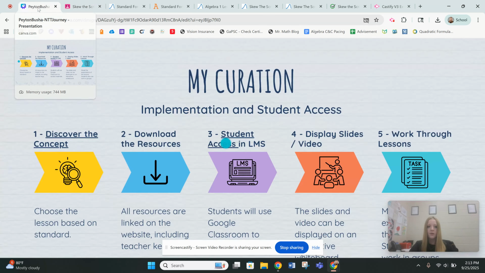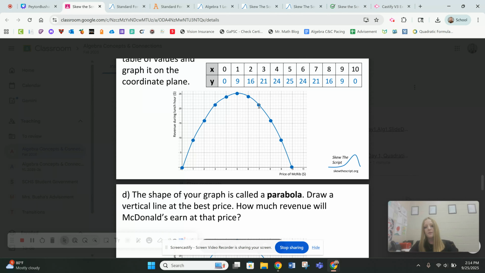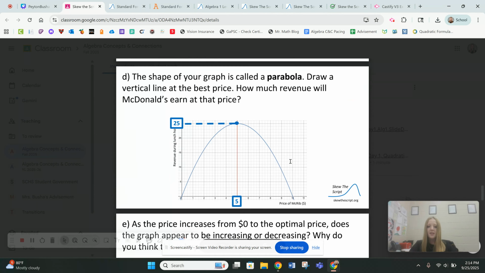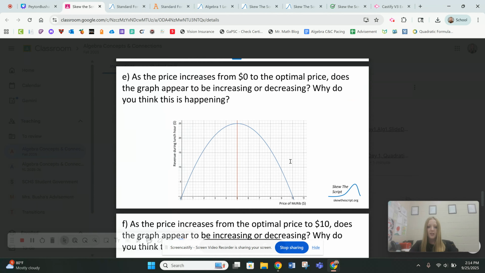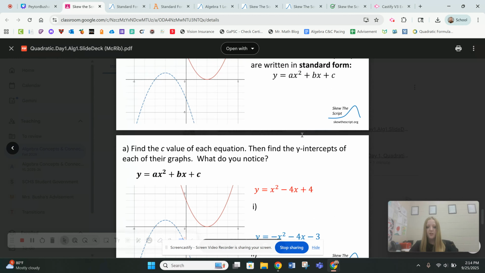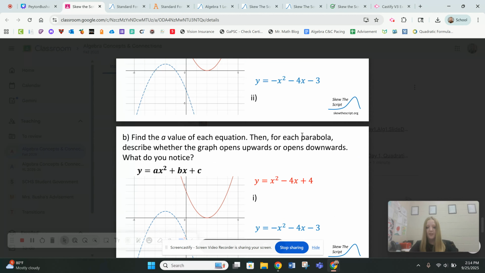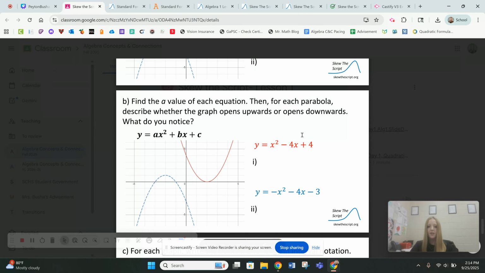And then it's got them doing some of the math as well, filling in the table, drawing their parabola, and then answering some questions on why do you think this is happening? What happens if the price increases and decreases? And then it also has Desmos embedded again so that they can use their graphing calculator and discuss why the parabolas may open up or open downward.